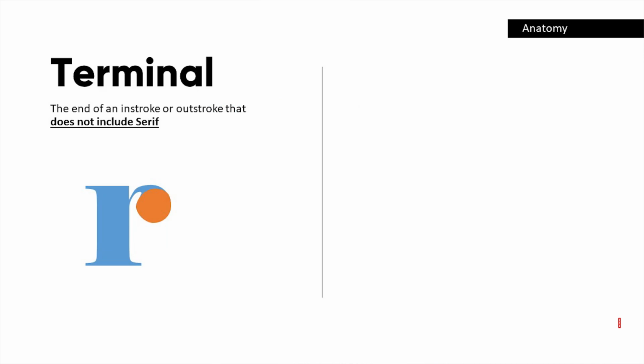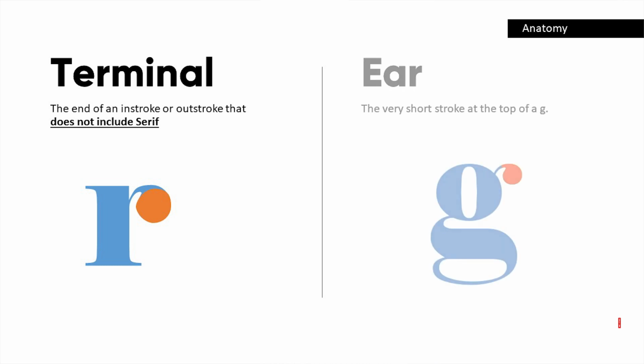We also have a terminal, the end of an in stroke or out stroke that does not include a serif. For example, very noticeable in your R. That is the end of an in stroke or outstroke that does not include the serif. We also have an ear. The very short stroke at the top of the G, you refer to it as your ear.